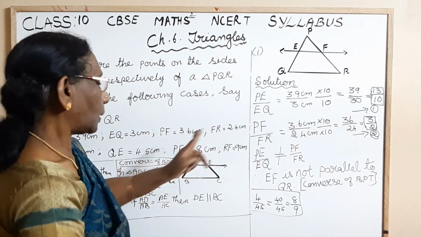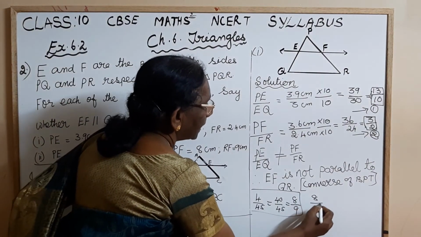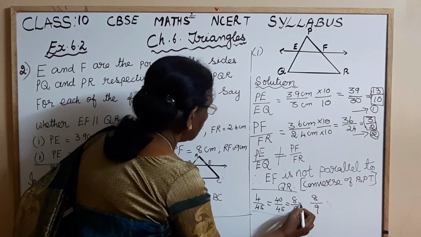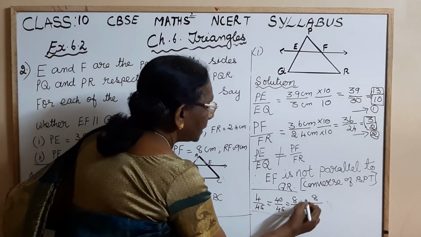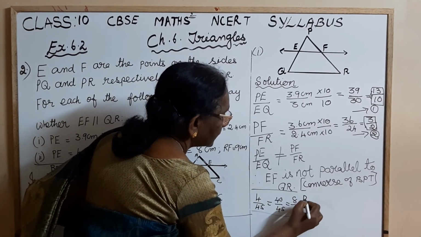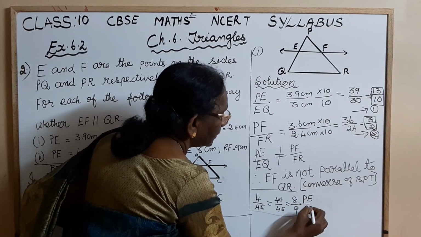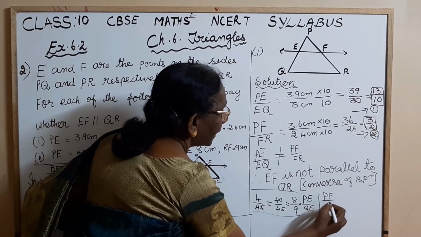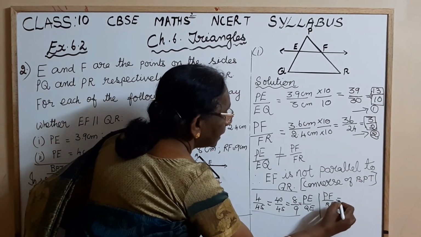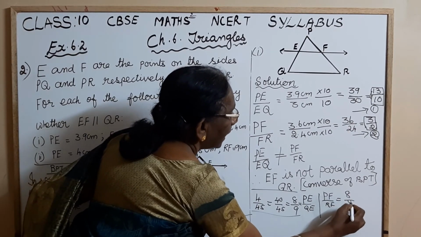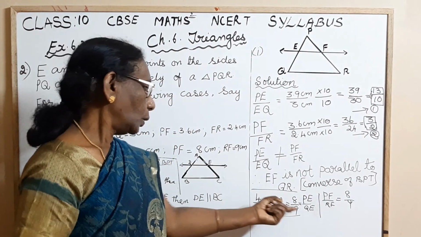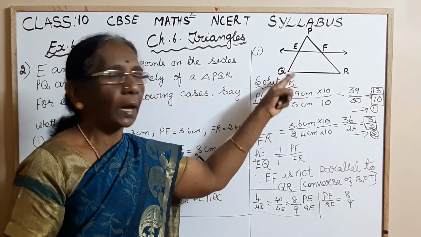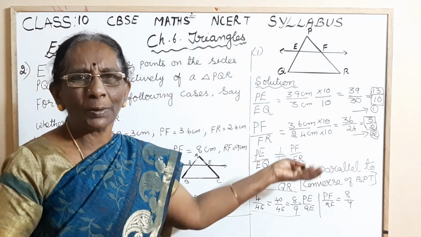Second is, it is already what? 8 by 9. This is PE by QE. And the second is PF by RF is equal to, it is given 8 by 9. See here, 8 by 9. So both ratios are equal. So you can say EF is parallel to QR, the same order. You can do by yourself.